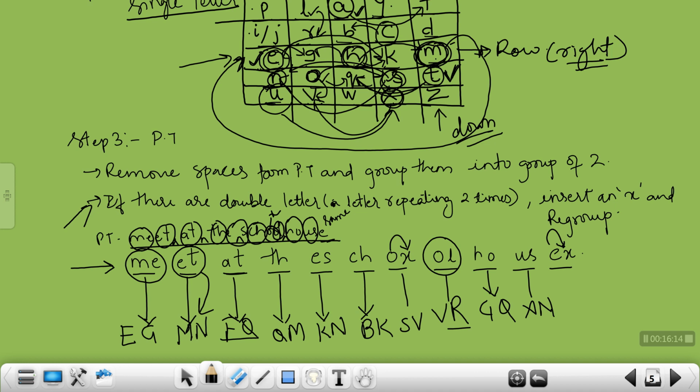Similarly, the last one is E and X. What is E and X now? E is present over here, and X is present over here. So it will be replaced by K and U. So this is your ciphertext for the plain text "Meet at the school house."